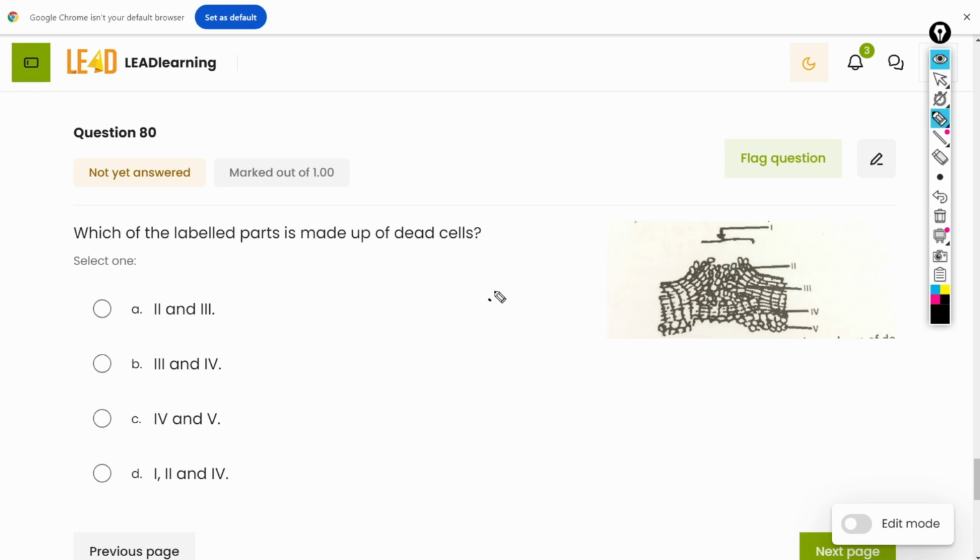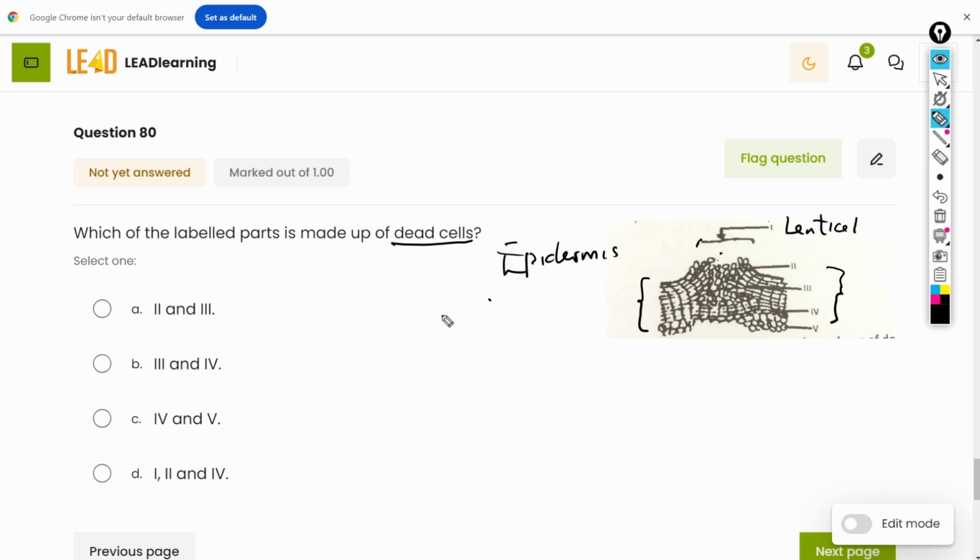Question 80. Which of the following labeled part is made up of dead cells? Dead cells will typically be found in the outermost part. Now, this is the structure of the epidermis of a plant. The epidermis is the outer part of the stem. The structure labeled 1, this opening, is the lenticel.